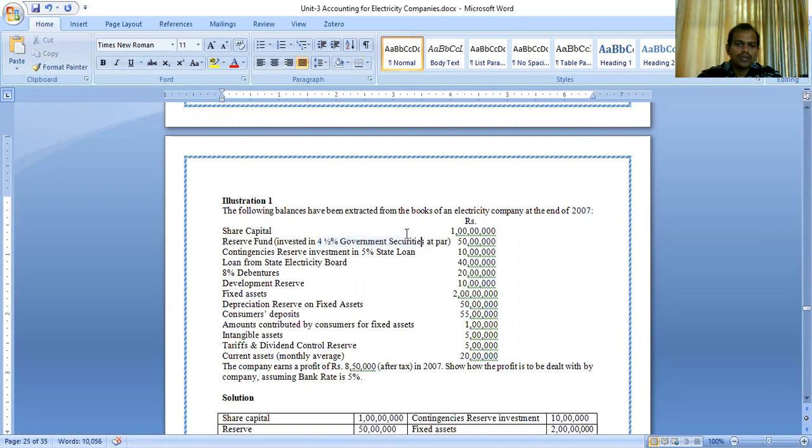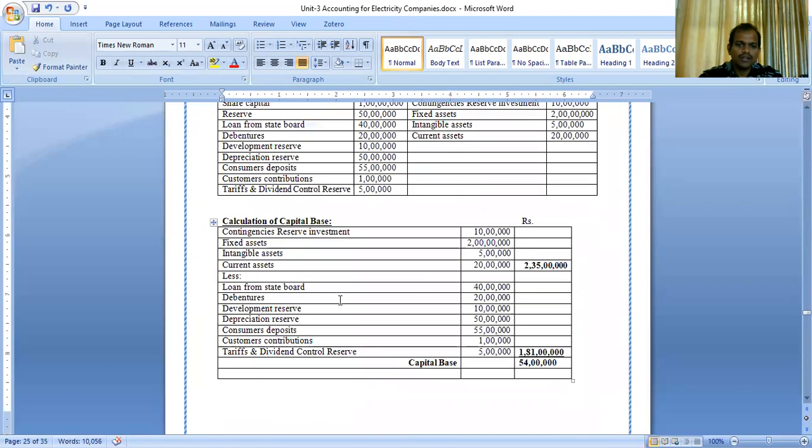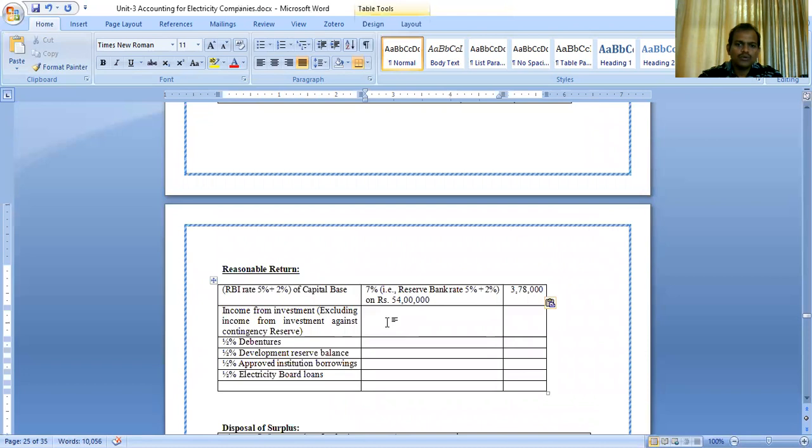So this 50 lakhs, we have to calculate the interest. If they invested this 50 lakhs in government securities, we'll get 4.5 percentage of interest on government securities. So that interest we have to show here while calculating the reasonable return. So investment in government securities, 50 lakhs into 4.5 percentage, comes around 2,25,000.